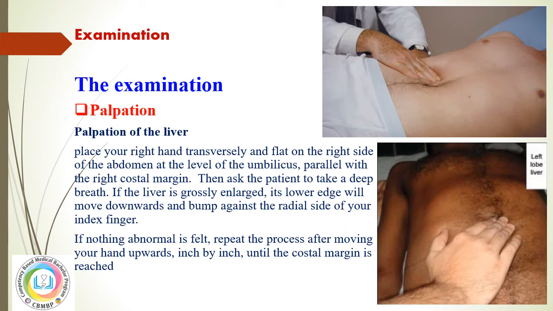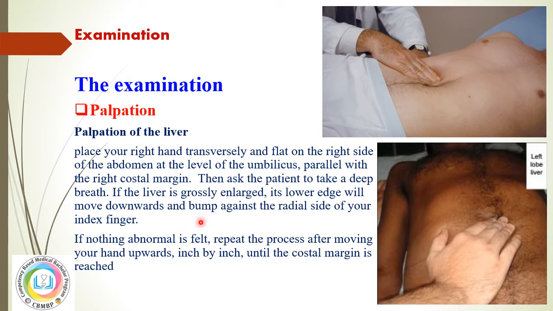Next, we start to palpate the solid organs in the abdomen, starting by the liver. Palpation of the liver is achieved by placing your right hand transversely and flat on the right side of the abdomen at the level of the umbilicus, parallel with the right costal margin. Then ask the patient to take a deep breath.